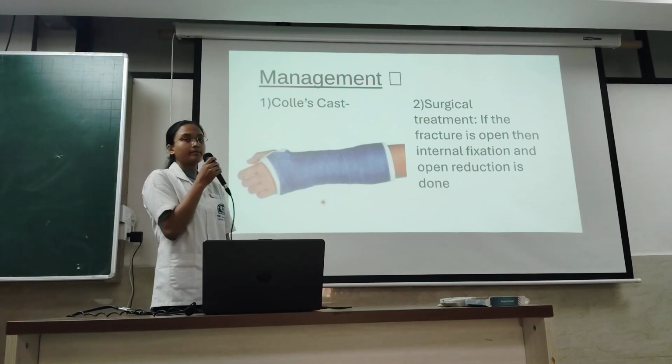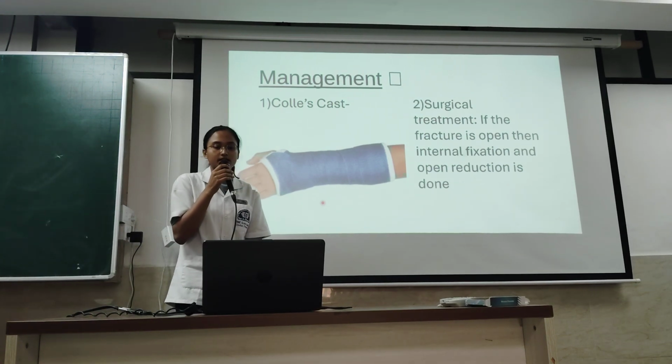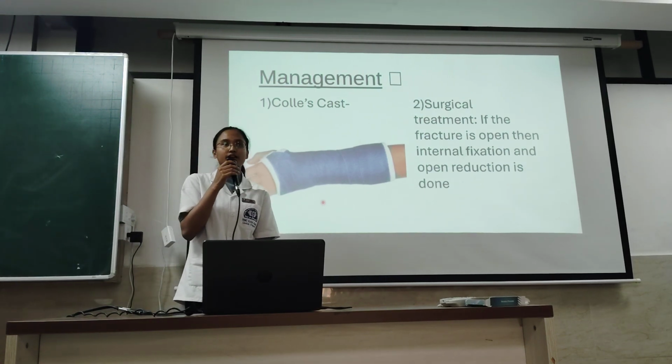How is Colles' fracture managed? The conservative method is Colles' cast, and the surgical treatment is ORIF, that is open reduction and internal fixation.